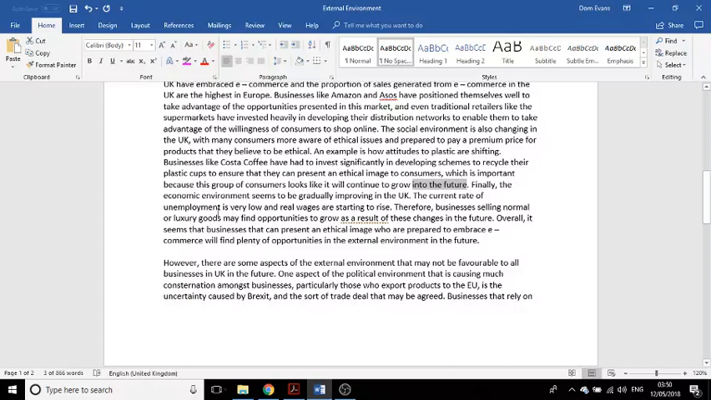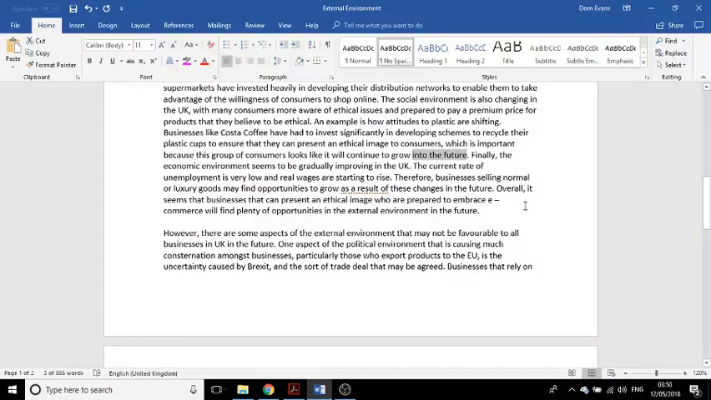Finally, the economic environment seems to be gradually improving in the UK. The current rate of unemployment is very low and real wages are starting to rise. This is all true. It's based on what's going on in the economic environment. Therefore, businesses selling normal or luxury goods may find opportunities to grow as a result of these changes in the future. So bringing in a bit of theory, normal and luxury goods, this is about income elasticity of demand, and it's fully focused on the question.